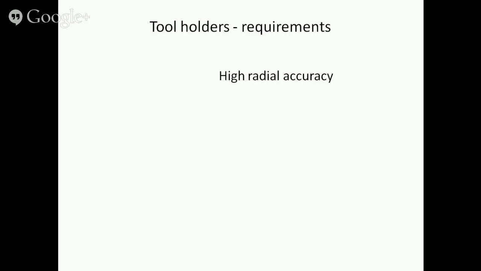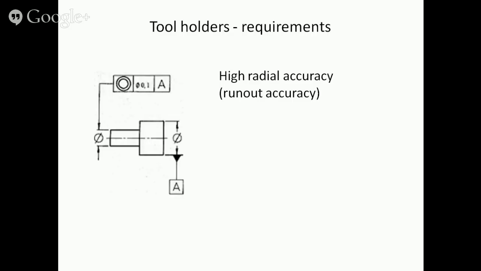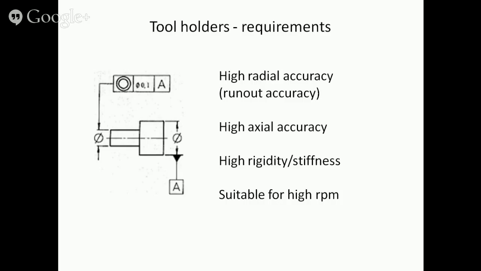Milling tools are clamped in tool holders. They must meet the following requirements: high radial accuracy, that is also called run-out accuracy, high axial accuracy, high rigidity or stiffness. They must be suitable for high RPM, and the time for tool changing should be short.